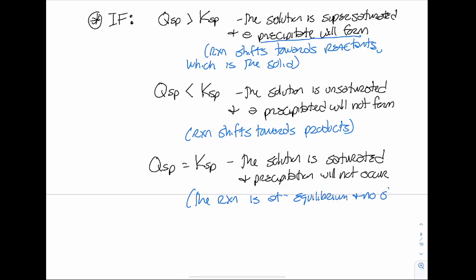And no shift occurs. Remember, equilibrium is dynamic, right? Both the forward and reverse direction are occurring. So when we say no shift, I'm still forming products, I'm still forming reactants. We just happen to be forming them at the same rate.